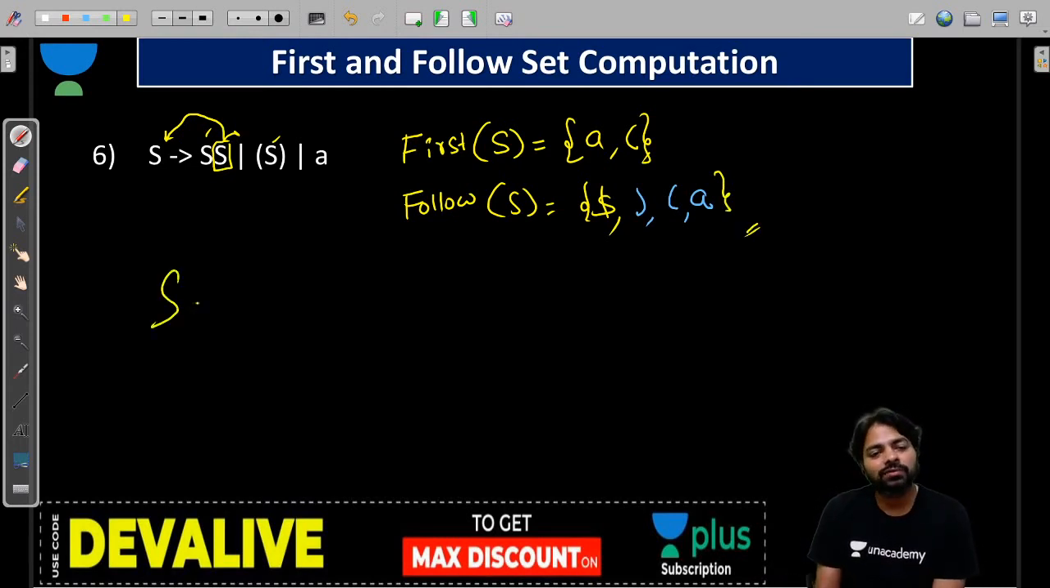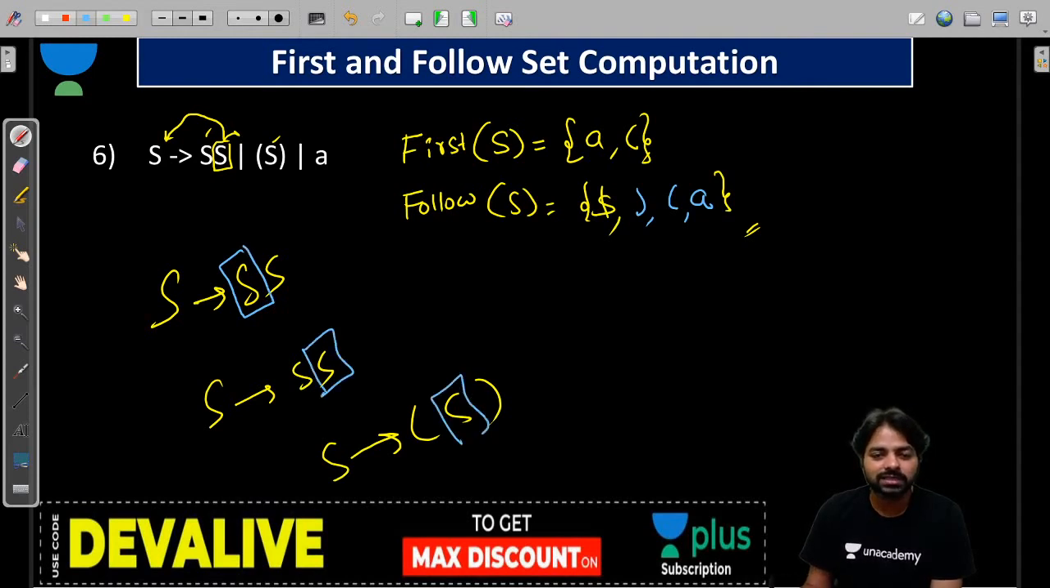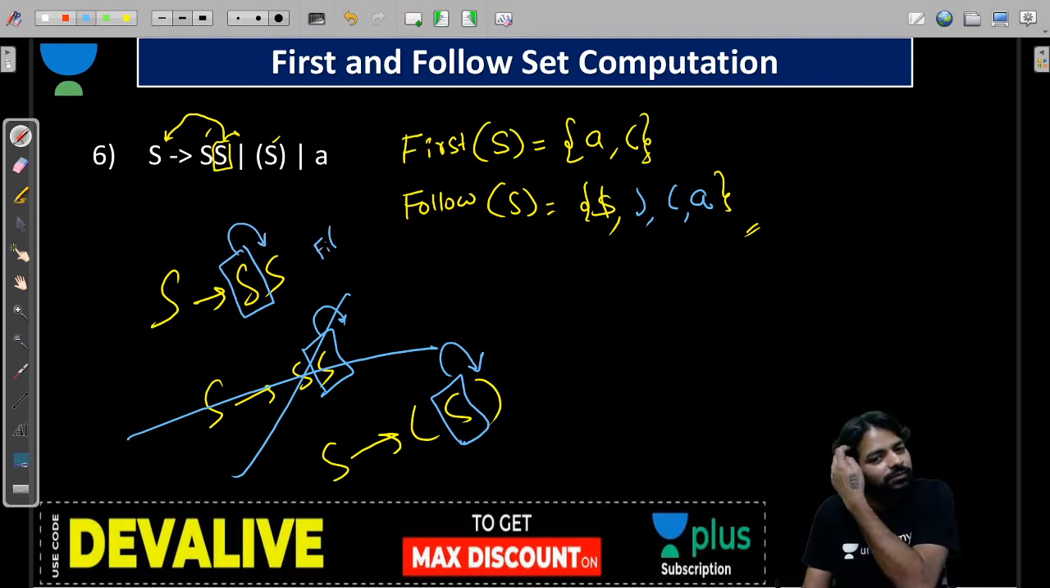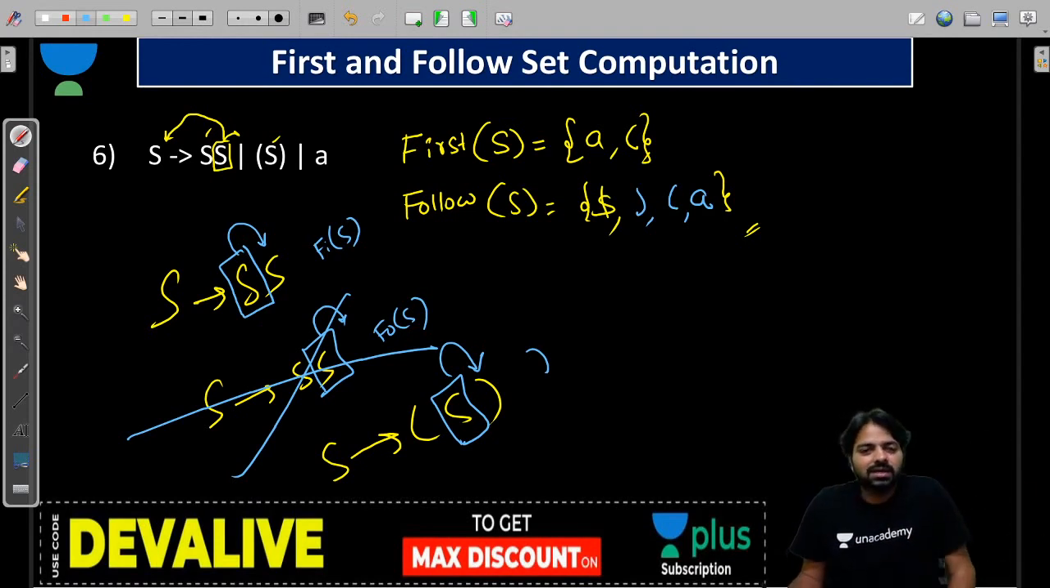So 3 times you have to look, guys. Look at this, this, and this. And here, the close parenthesis. Here, same as follow of S, no need to consider. This one is going to be first of S. This one is the follow of S. This one is the right parenthesis. So when you do the union of these 3, you will get first of S union close parenthesis. And dollar by default.